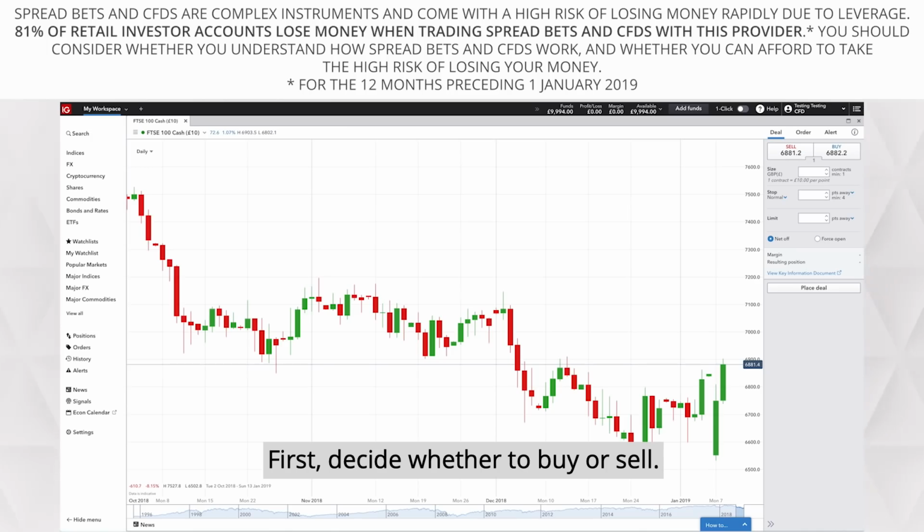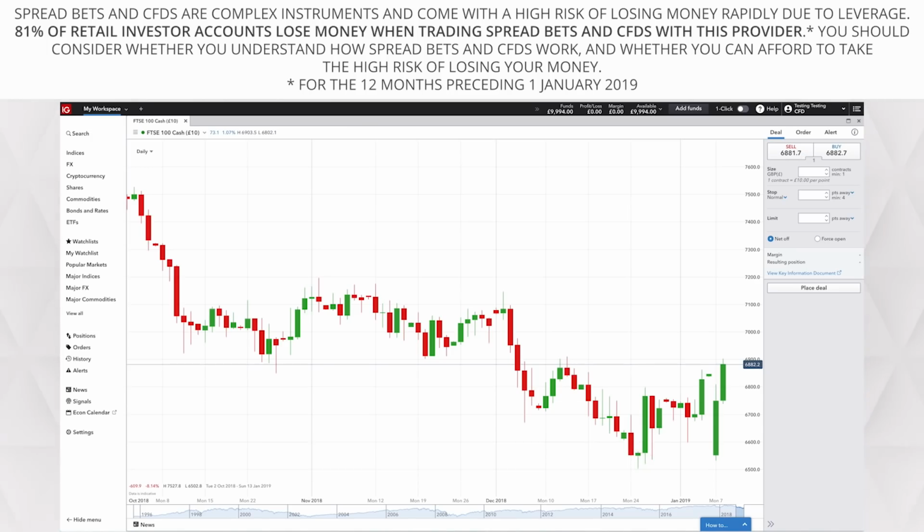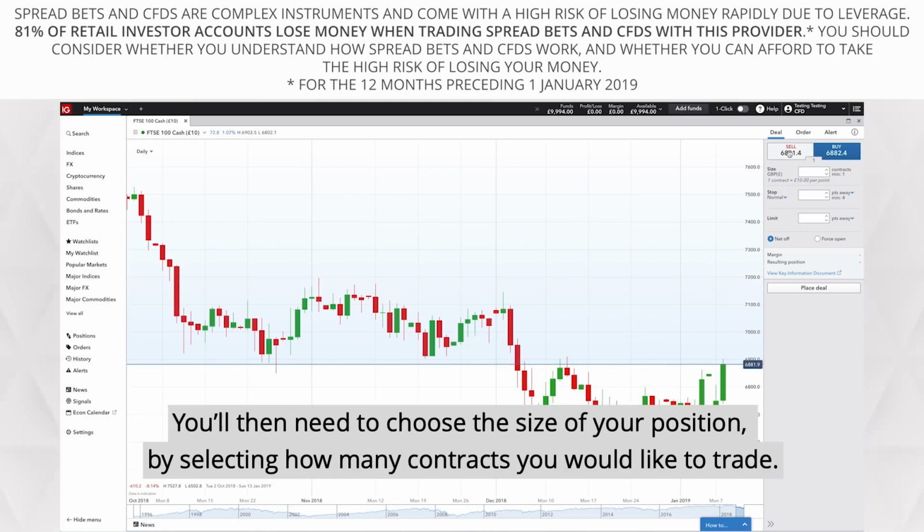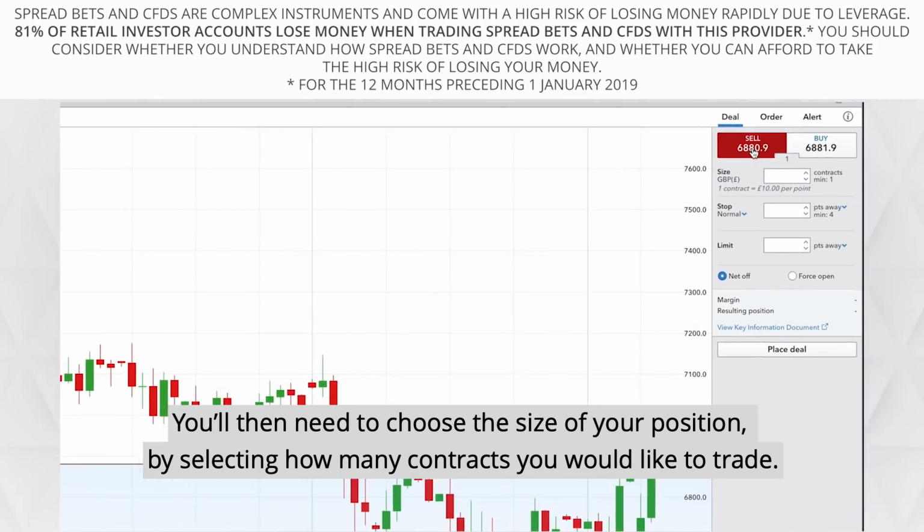First, decide whether to buy or sell. You should buy CFDs if you think the price of the underlying asset will rise, and sell them if you think the price will fall. You'll then need to choose the size of your position by selecting how many contracts you would like to trade.